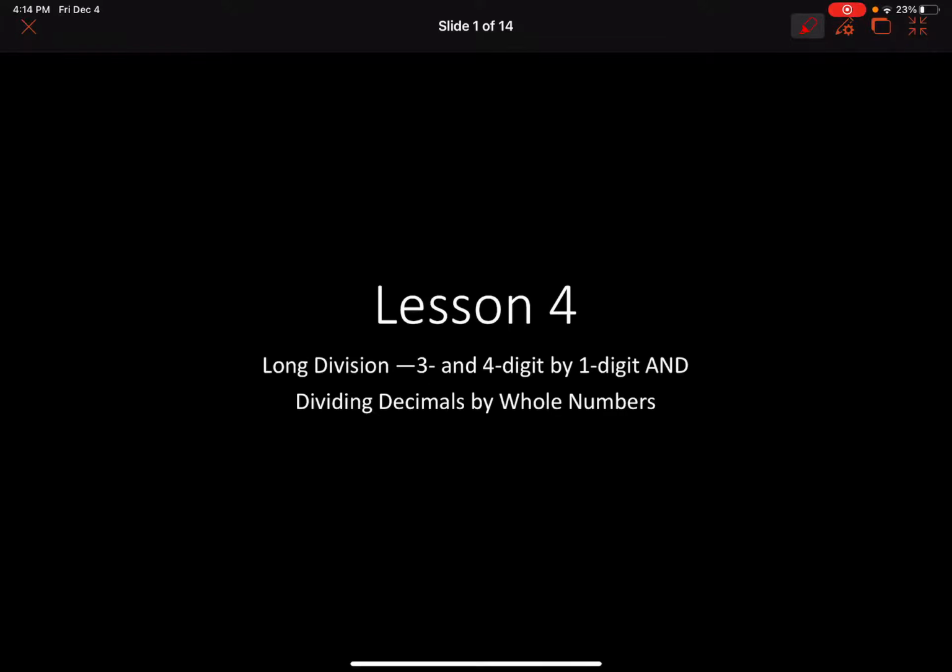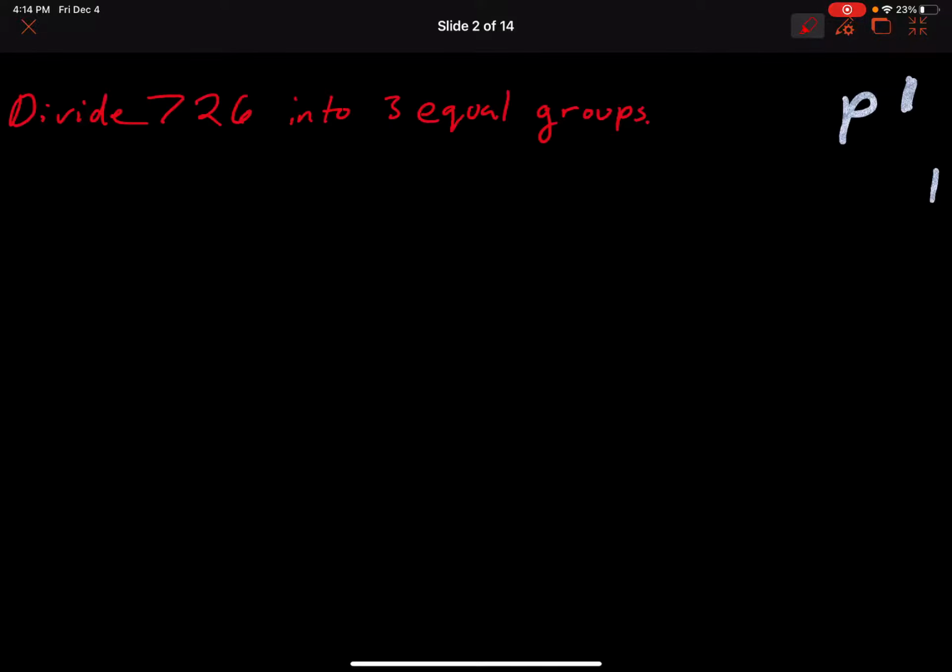All right, welcome back. Lesson 4. We're doing long division. So we're going to look at whole numbers, 3 and 4 digit divided by 1 digit, and then we're going to look at dividing decimals by whole numbers.